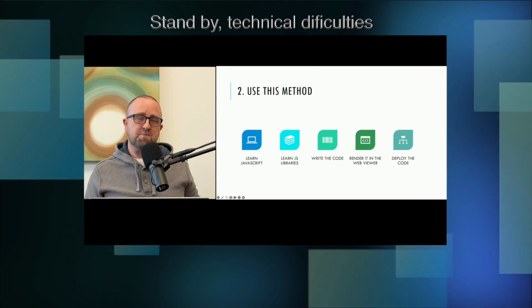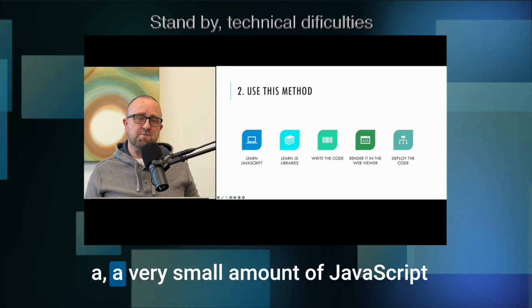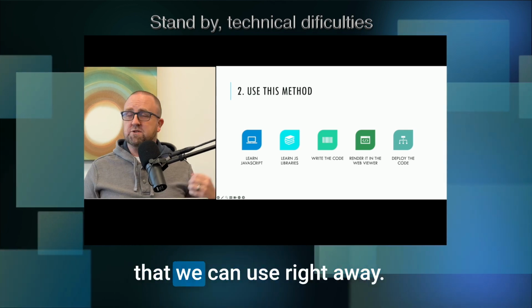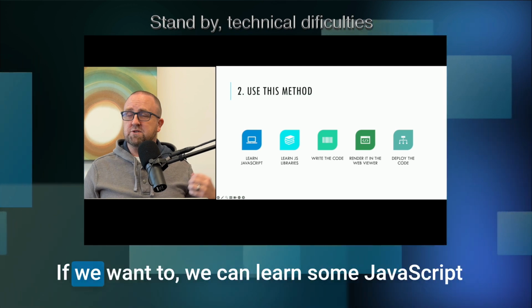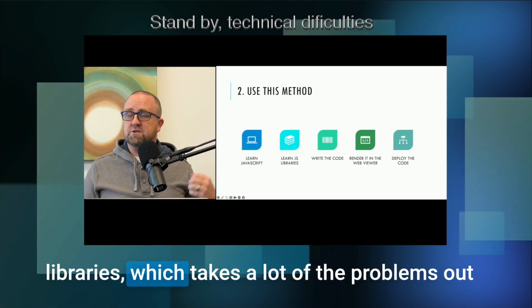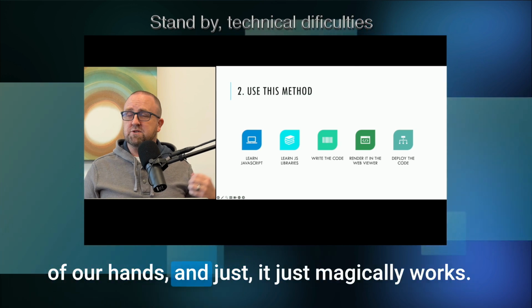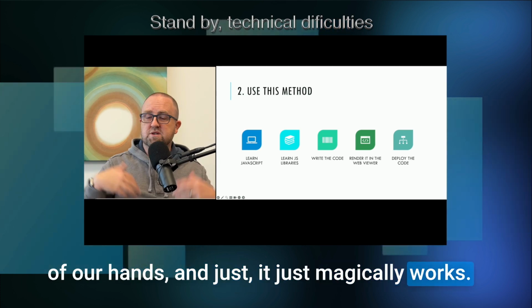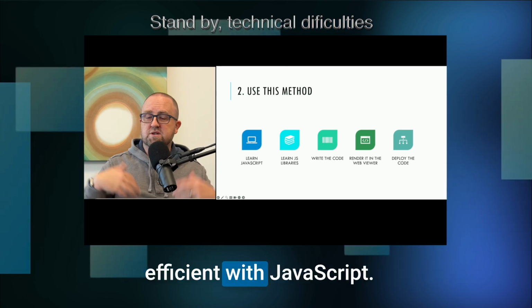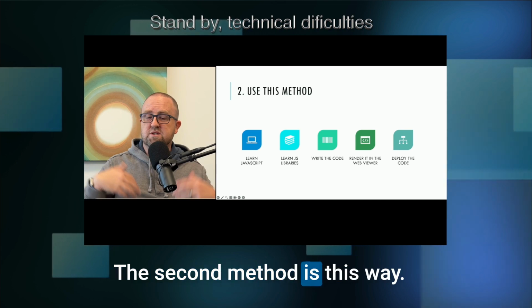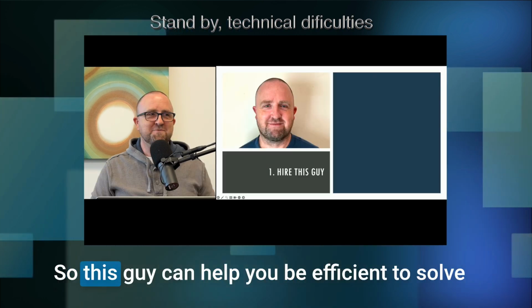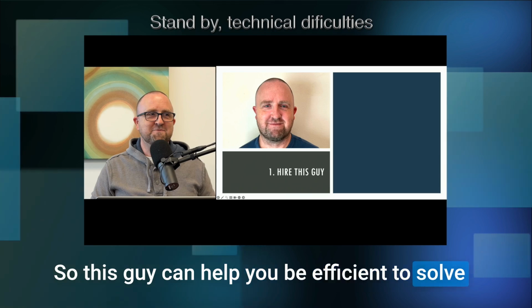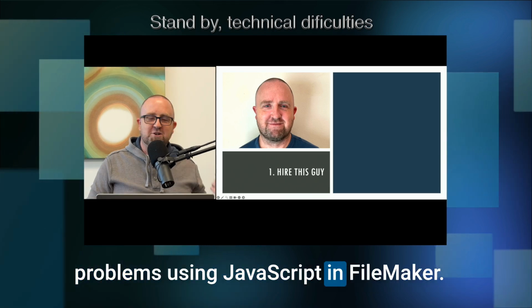There is a very small amount of JavaScript that we can use right away to be effective. If we want to, we can learn some JavaScript libraries, which takes a lot of the problems out of our hands, and it just magically works. So this is one method of being efficient with JavaScript. The second method is this way. Hire this guy. So this guy can help you be efficient to solve problems using JavaScript in FileMaker.